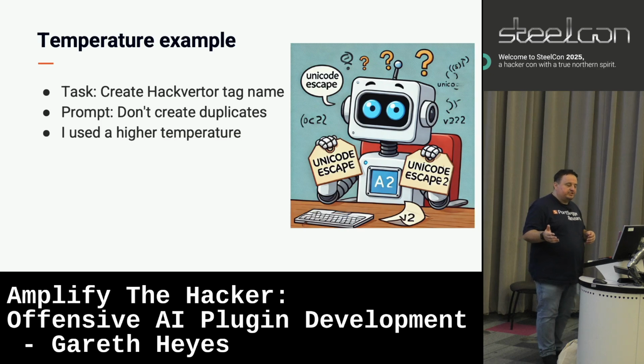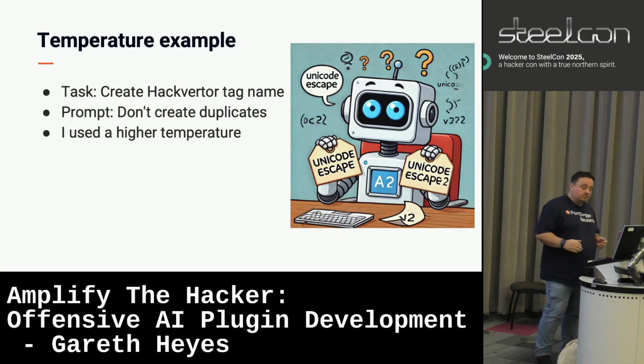I cranked up the temperature for creativity, and that was a rookie mistake. I tested it with Unicode Escape, and it nailed it. Tried it again, and it detected the code existed. But 1 in 5 runs, it proudly returned Unicode Escape v2, like it had just reinvented the wheel. So the lesson here is high temperatures make the AI creative but erratic. Now when I'm generating tag names, I keep the temperature at 0. It's boring, but at least it doesn't surprise me with sequels.